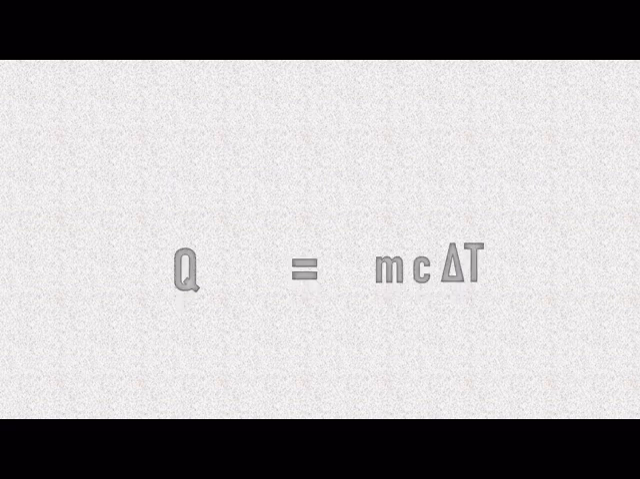The equation used to find specific heat capacity is given as Q = mcΔT, where Q is the amount of energy supplied, m is the mass of the object, c is the specific heat capacity, and ΔT is the change in temperature.